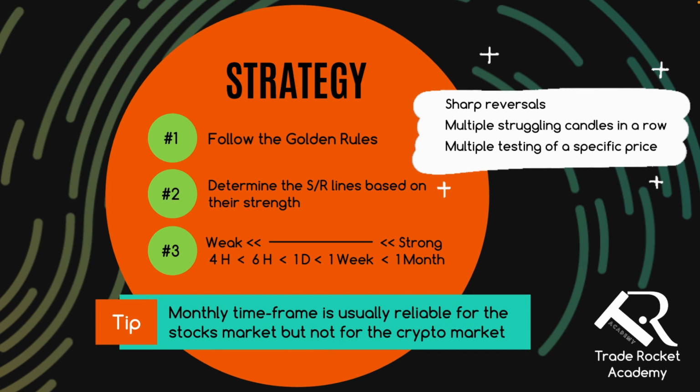A quick tip: the monthly time frame can be very useful for the stock market, but not for crypto markets. This is mostly due to the highly volatile nature of cryptocurrencies in comparison with the stock market. The other reason is that for many cryptos, we really don't have several monthly candles of data. Therefore, lack of data can be a problem for some cryptocurrencies.